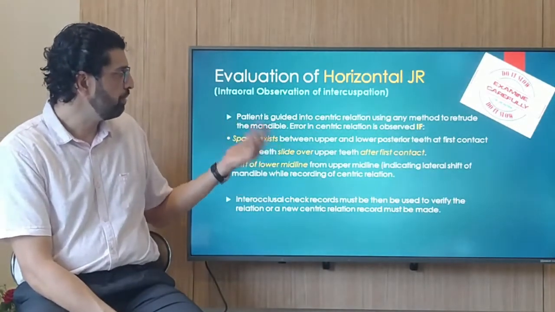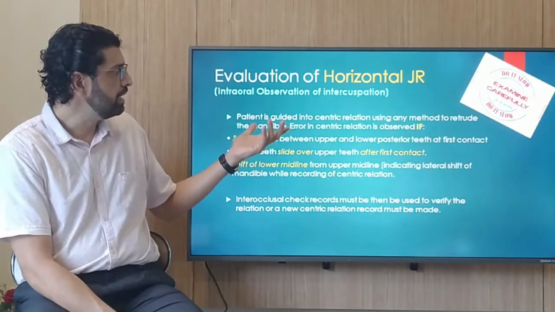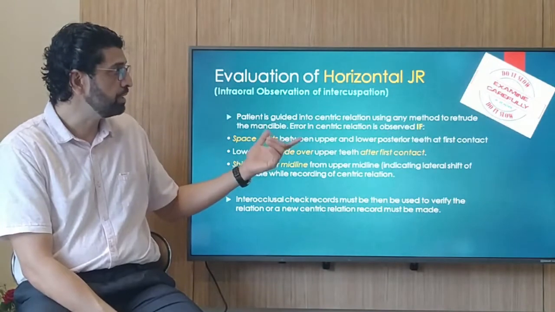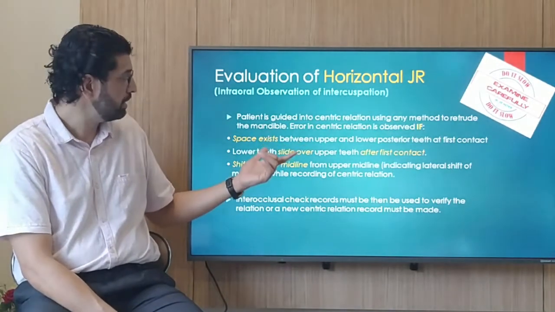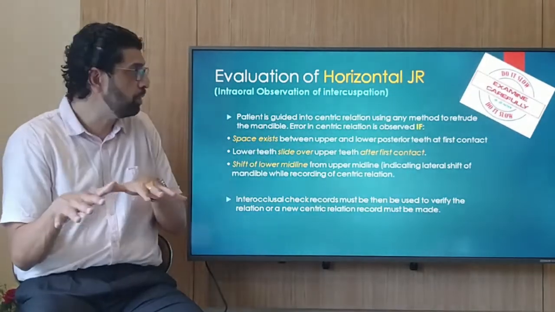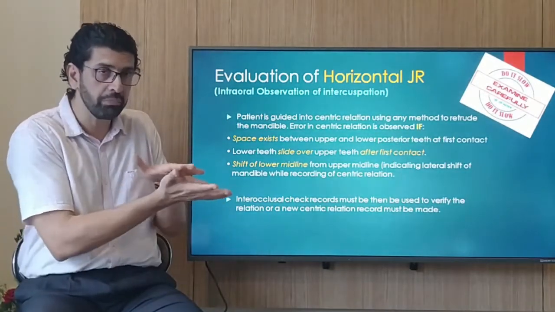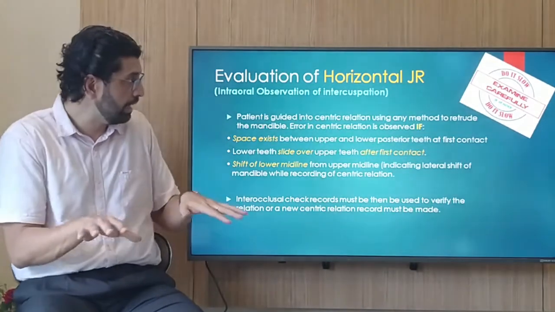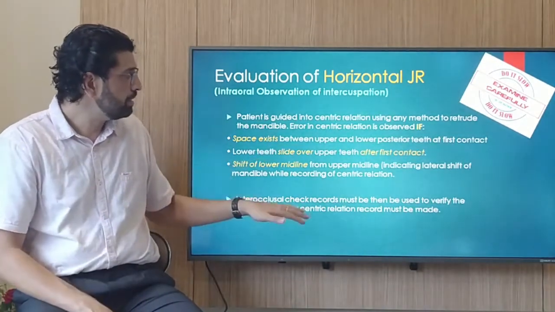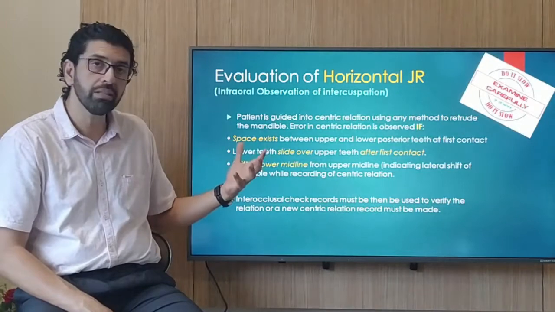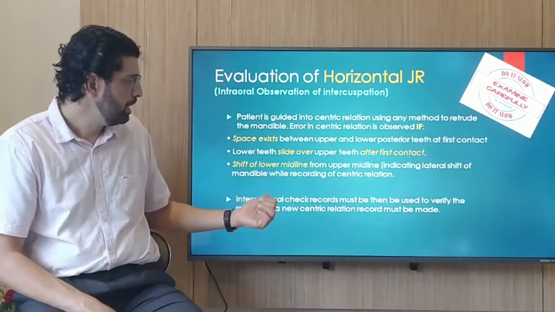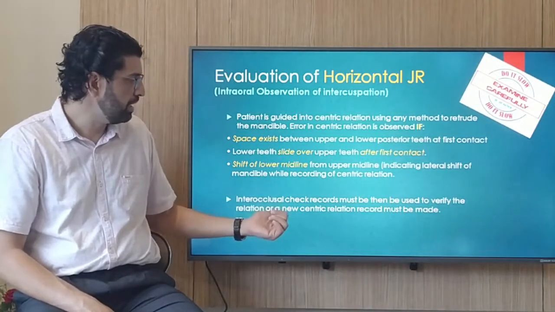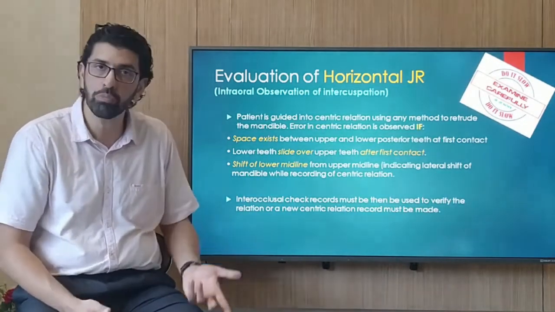Like how I told you before, if there is an error in centric, how will you know it? Well, you can have a space between the upper and lower posterior teeth at the first contact, or the lower teeth are sliding over the upper teeth after first contact. That means there's a slide. Then there can be a shift of the lower midline, which means there's a lateral slide, right? So these are the three ways in which you really can see if there is an error in the centric relation. So an inter-occlusal check record must be made to verify the relation. Otherwise, a new centric relation record must be made.